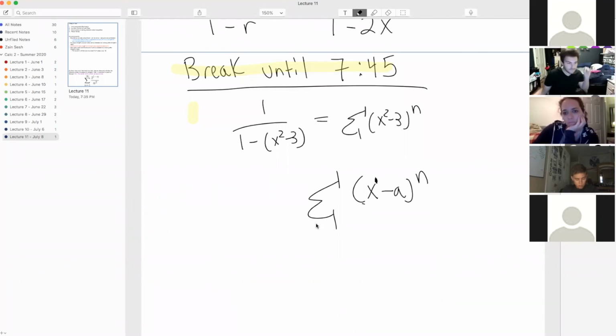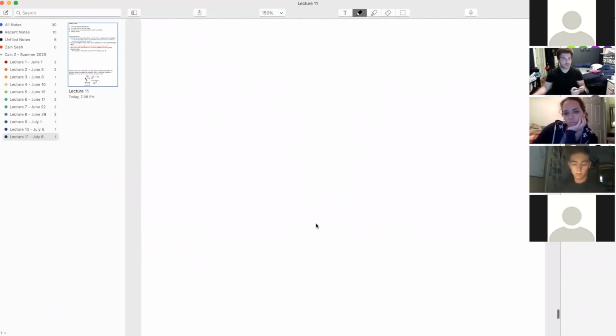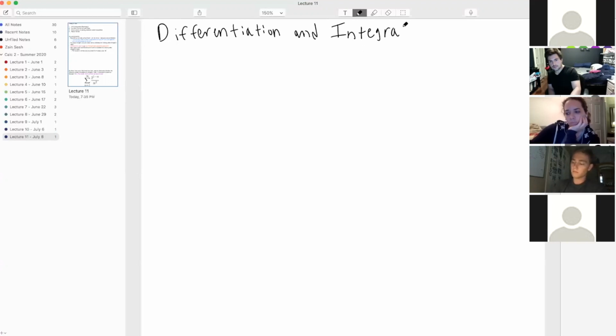So the final topic of tonight's class. So we want to actually do some calculus with these power series. Okay, so we want to take derivatives and integrals of these power series. So how do we go about doing such a thing? Okay, so last topic of the night, the heading is going to be differentiation and integration of power series. Okay, so we just want to do some calculus with these things.